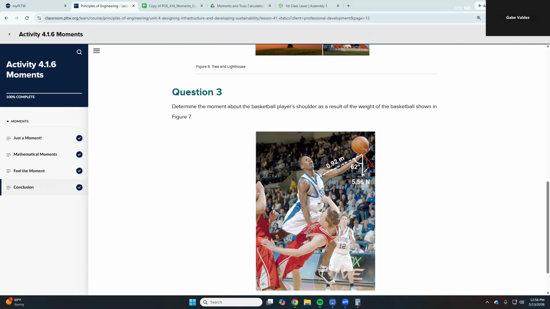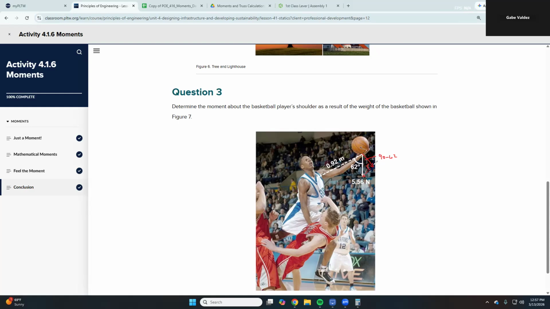So what I'm going to do is look at making a triangle that looks like this. Here's my 90-degree angle. If this is 90, what's this here? Well, 90 minus 62, so that'll be that angle there. And the x component of this force doesn't cause a moment about the shoulder. This component here does.